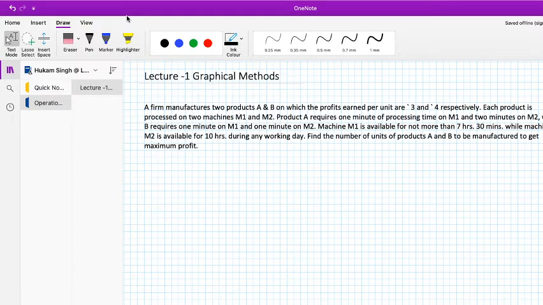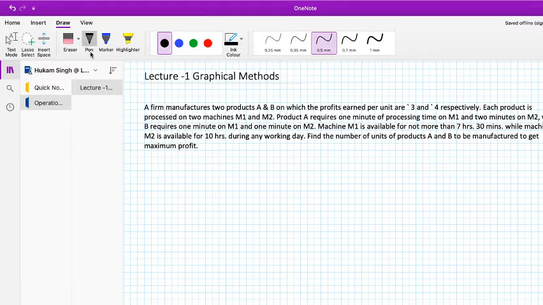First of all, if we want to solve it by using the graphical method, we have to convert it into the standard LPP. For converting any problem into the standard LPP, first we have to find the decision variables. Decision variables are the variables whose value we have to find out. Looking at this problem, what do we have to find out? The number of units of product A and product B.